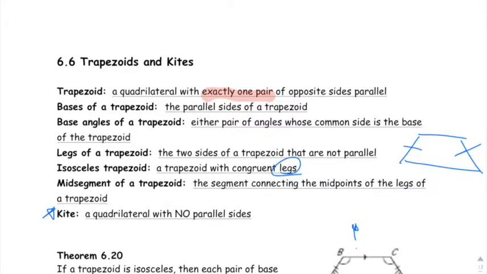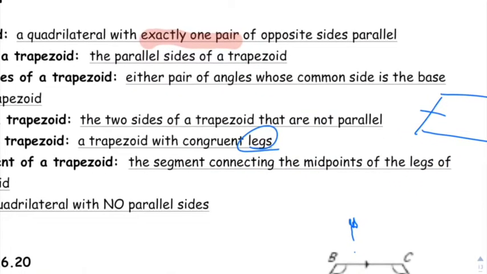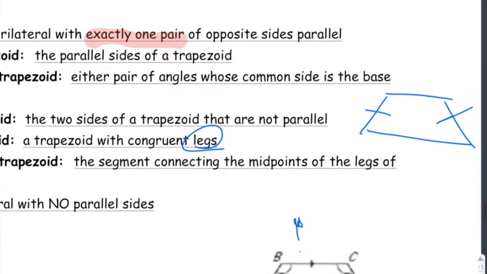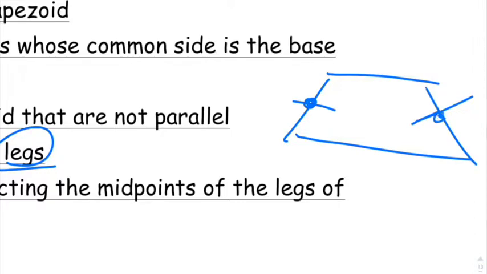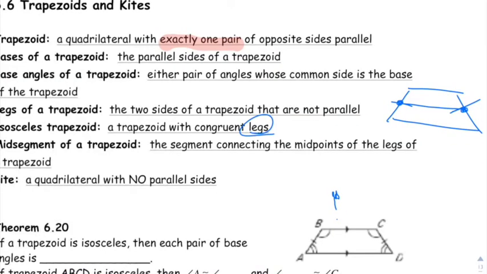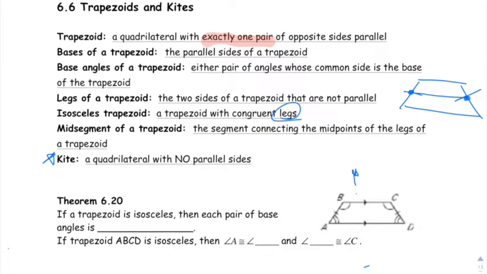We've talked about the midsegment of a triangle. The midsegment of a triangle is connecting the midpoints. So the midsegment of a trapezoid is connecting the midpoints of the legs. So if I took these two points right here that kind of look like the midpoints and draw a line through that, that would be considered your midsegment right there.